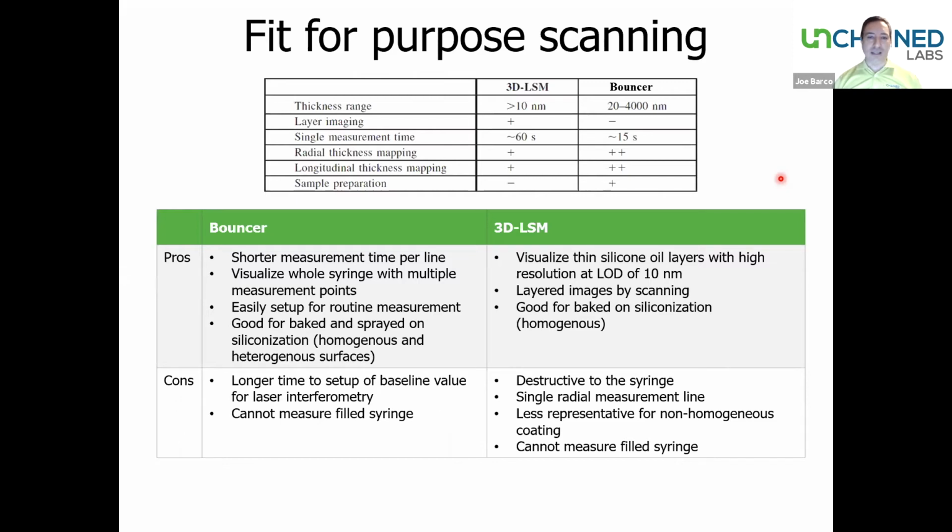In this case, though, what they're also looking at is the amount of time it takes to make a measurement and all the other information you get from bouncer. Getting the measurement from bouncer is about 4-fold faster than it is to get the same measurement from LSM. And you can get this other additional information on mapping the syringe radially and longitudinally. From a sample prep standpoint, because you can just take the syringe barrel or syringe and put it onto bouncer versus cutting it up, bouncer wins because of that as well.